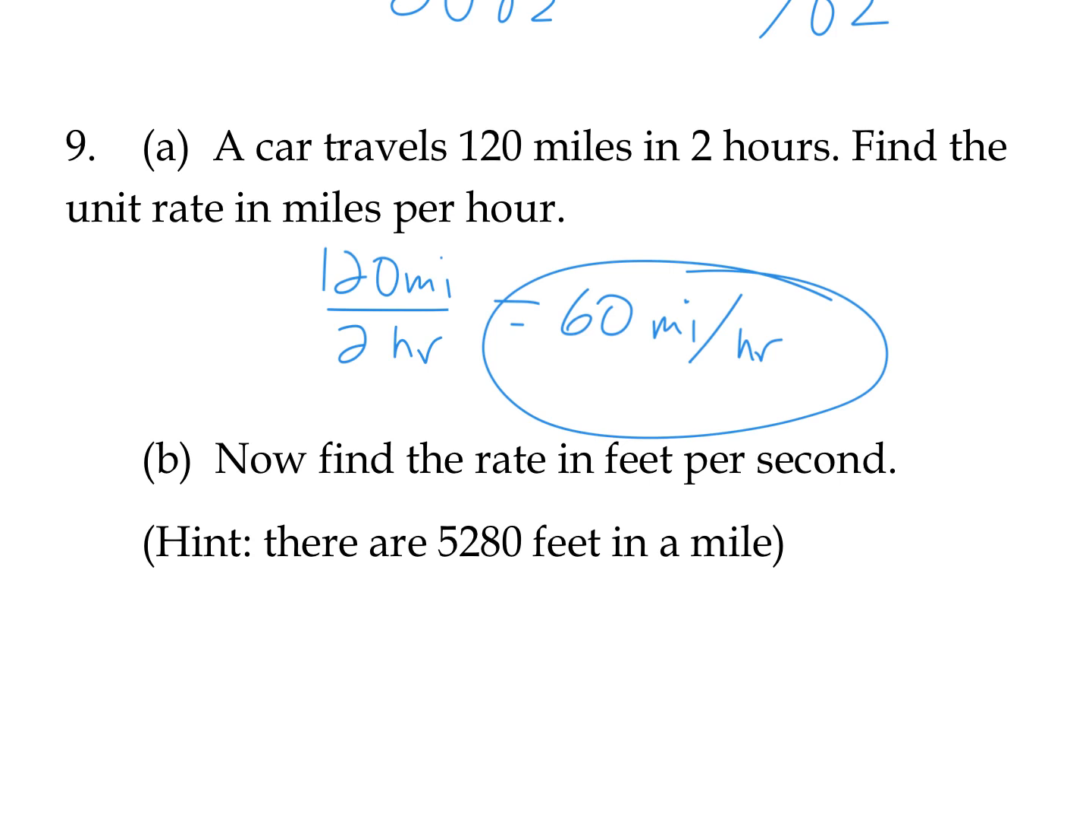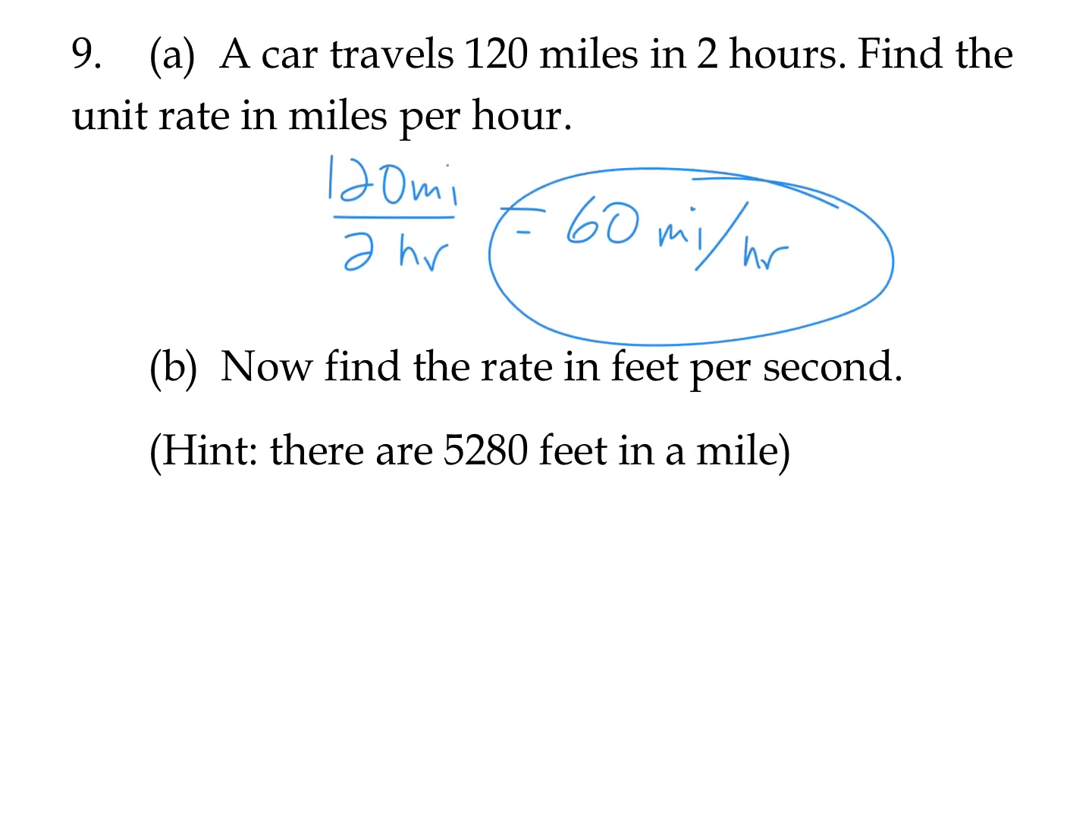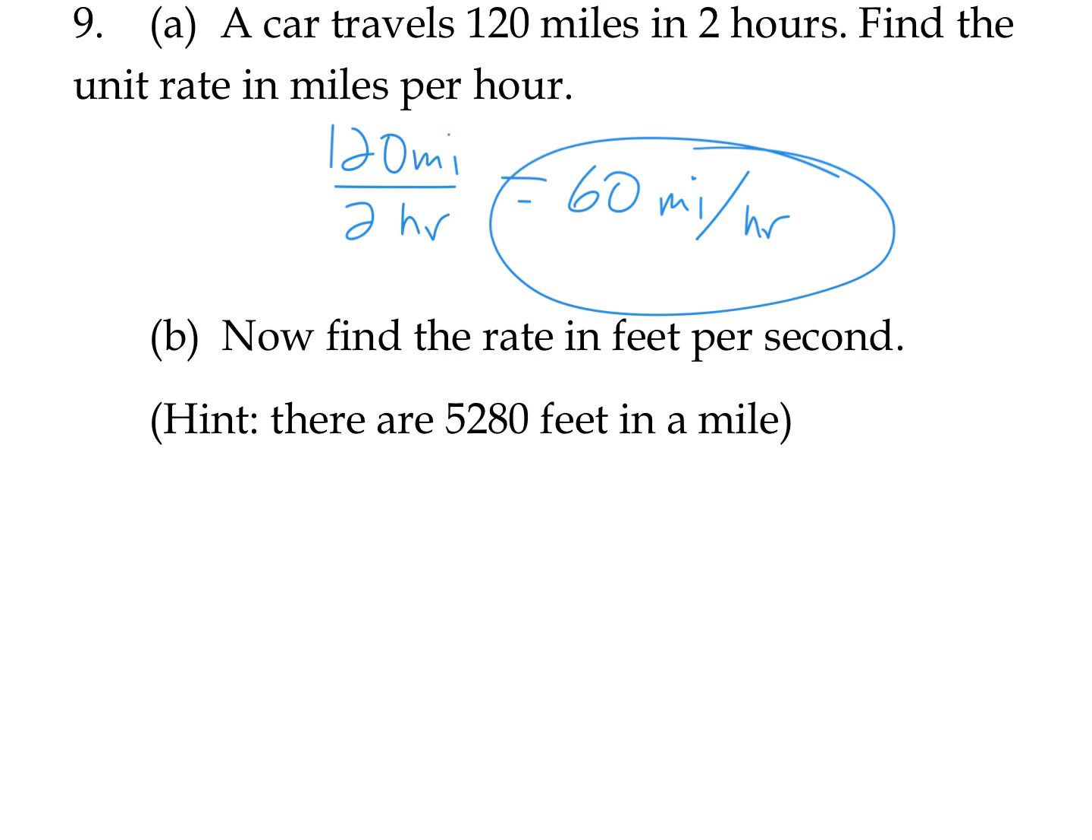And now we want to find this rate in feet per second. So we have to do some unit conversions, unit analysis. Okay? So if we have 60 miles per 1 hour, we want to convert that to feet per second. So you can convert the miles to feet or the hours to seconds first, and then the other one, it doesn't matter. I'm going to do the miles to feet.